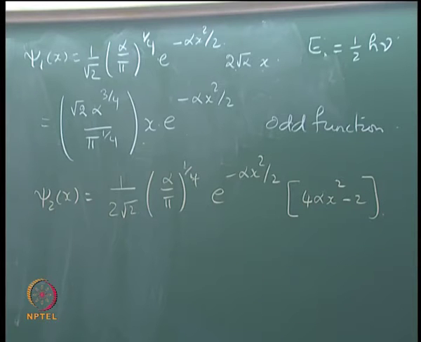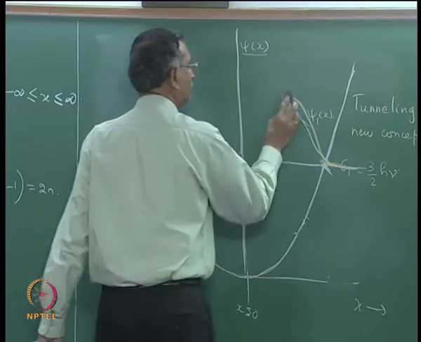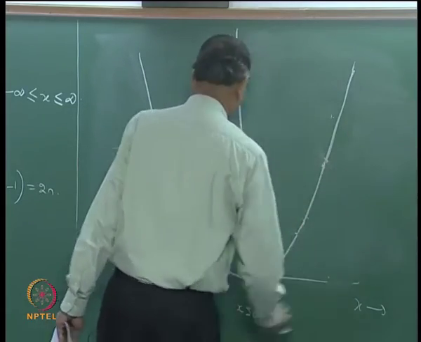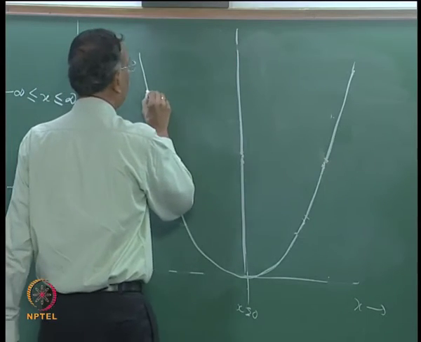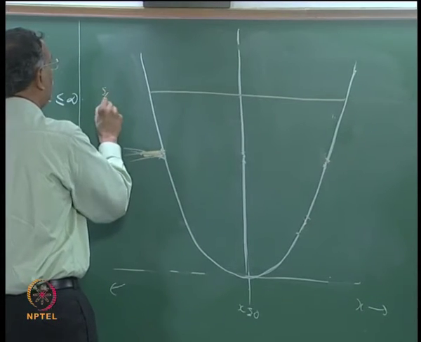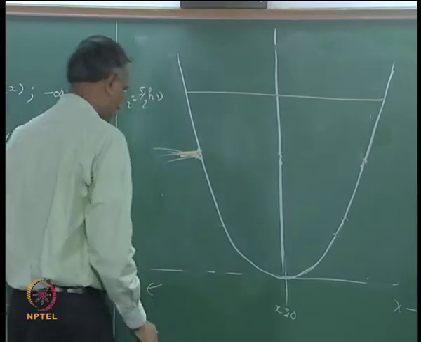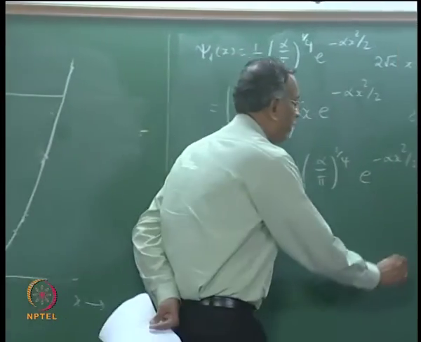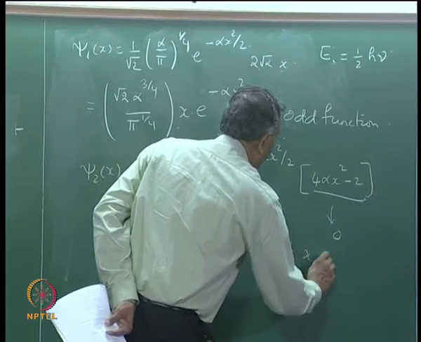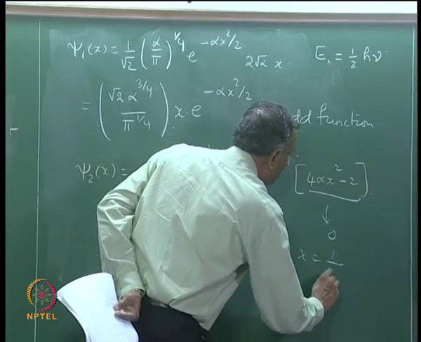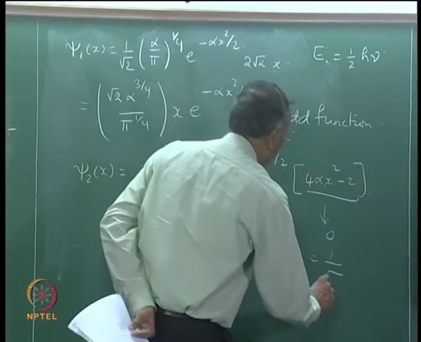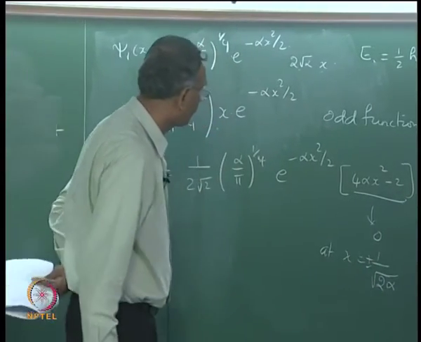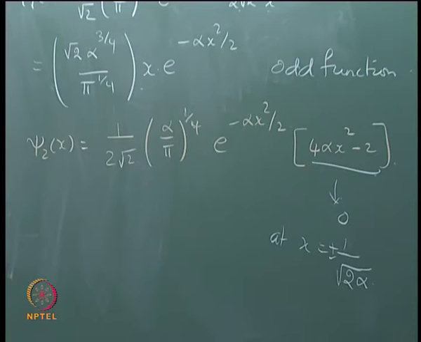If we plot that, well, technically I should plot it at some energy here, 5 halves h nu, E2. If you do that, this function 4 alpha x square minus 2 goes to 0 at x is equal to 1 by root 2 alpha, plus or minus. So there are two points.